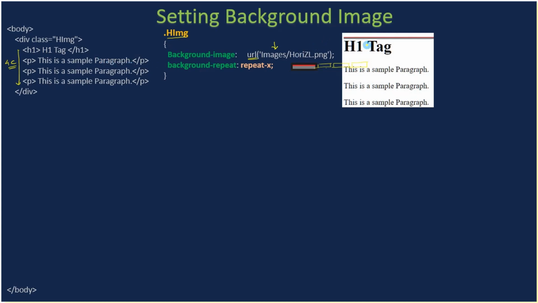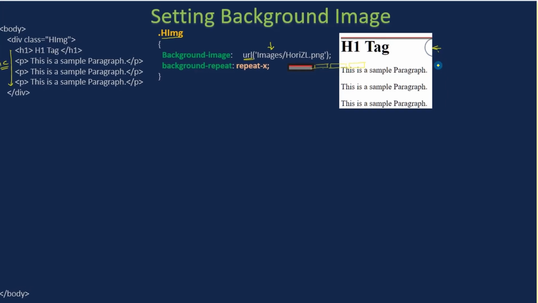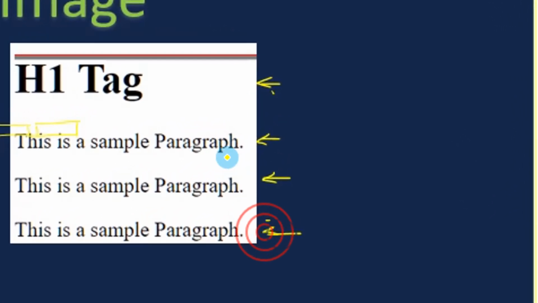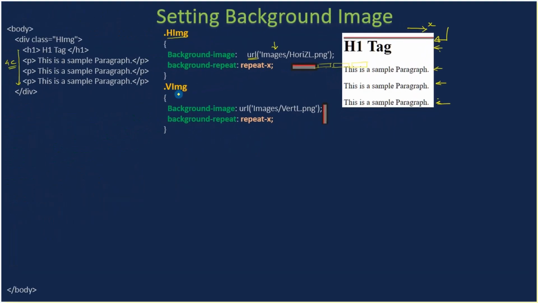And if you see, this is the h1 tag. Here is h1, paragraphs 1, 2, and 3. And if you see here, the image tile is applied here. The image is repeated in the x direction. Right? So next comes the vertical image, vimg. And if you see here, the class we are using is himg. So if this is selector 1, that selector 1 will be applied to this div tag.